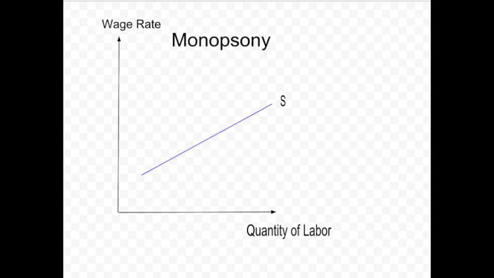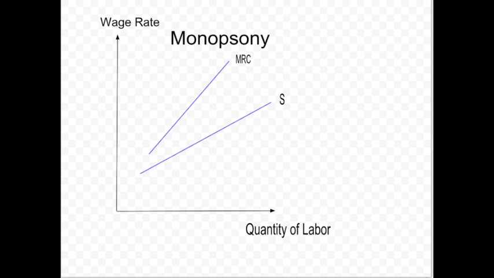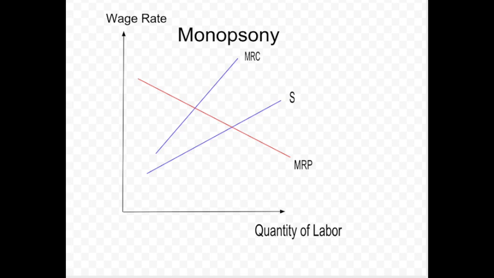A monopsony has an upward sloping supply curve, and the MRC does not equal the supply curve because it cannot wage discriminate. The marginal cost of employing one more worker will be higher than the average cost because to employ one extra worker, the firm has to increase the wages of all workers, and the downward sloping demand curve, which is also the MRP.